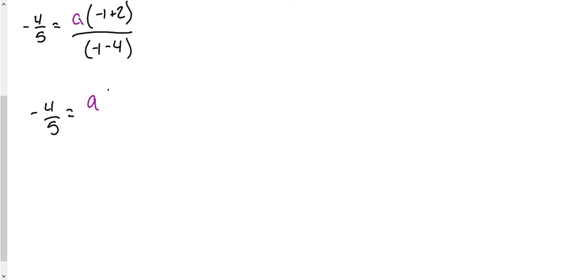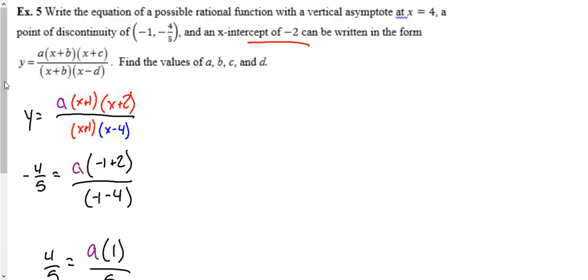2 plus negative 1 is just 1 there, so that's going to just be a in my numerator. I have negative 5 in my denominator. To match it up, I can easily move my negative sign here down to my denominator. Now I have negative 5 in the denominator. 4 equals a times 1, and so of course a has to be 4. So now I have my final equation.